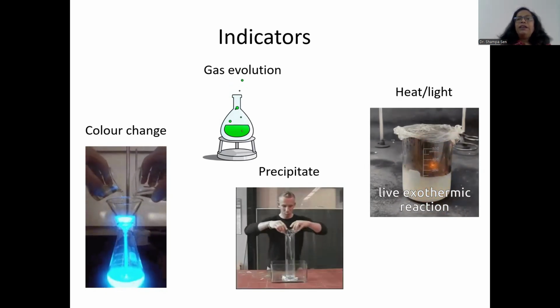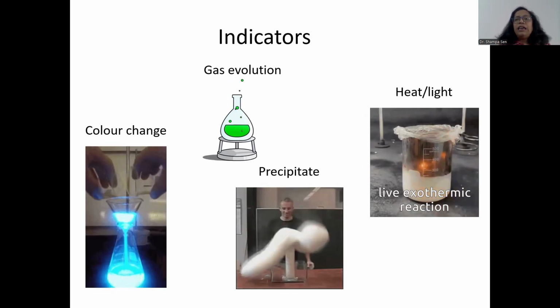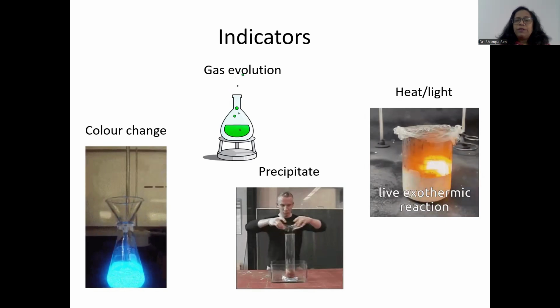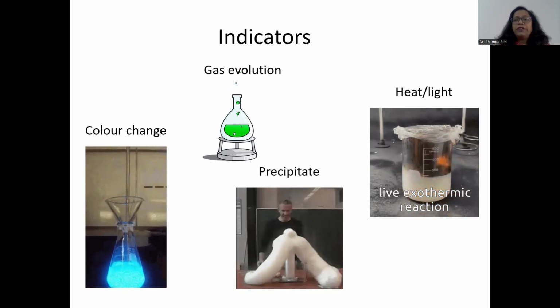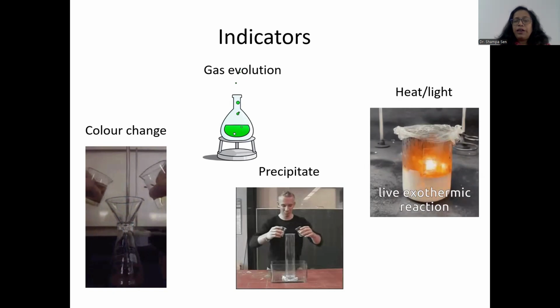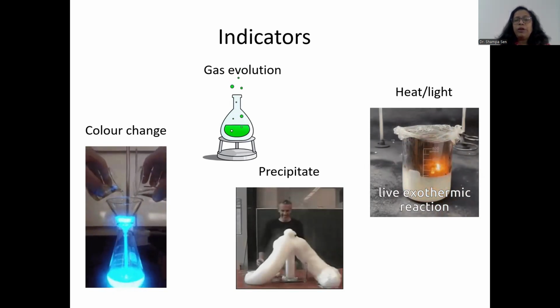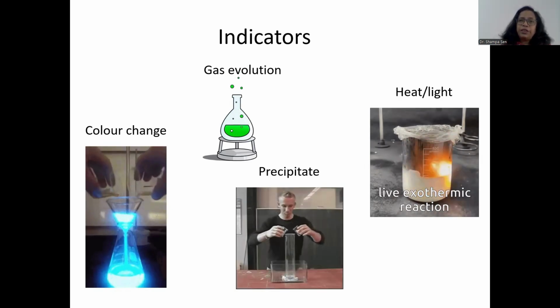Then heat and light may be evolved if a reaction is taking place. Like when firecrackers are bursting, you will find heat and light both are coming out. That's because of chemical reaction, right?